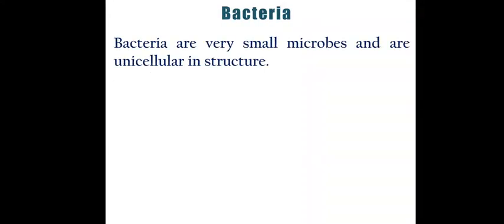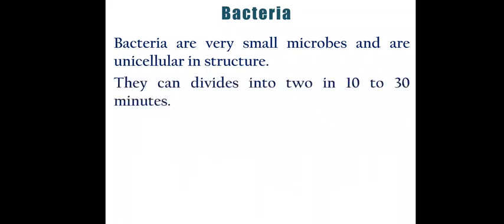Bacteria are very simple and very small microorganisms. Why am I saying simple? Because the cell structure of bacteria is prokaryotic. It is not a eukaryotic cell, it is a prokaryotic cell, and yes, bacteria are unicellular, that means single-cell organisms. They can divide into two, they can multiply into 2 in 10 to 30 minutes. That is the division rate of bacteria, which means they grow very fast.